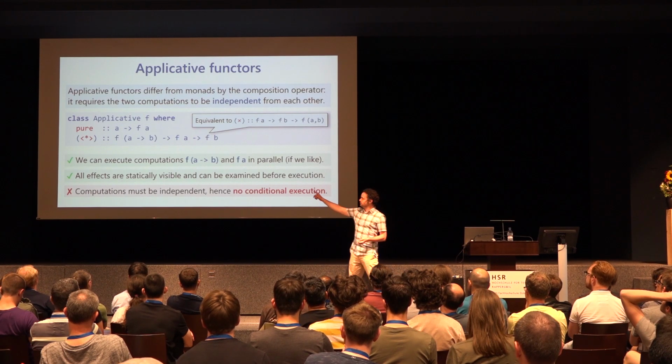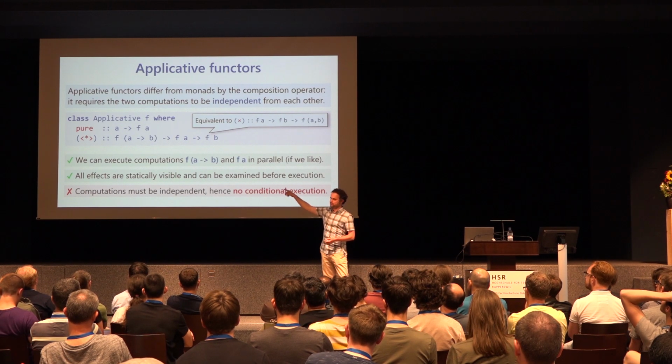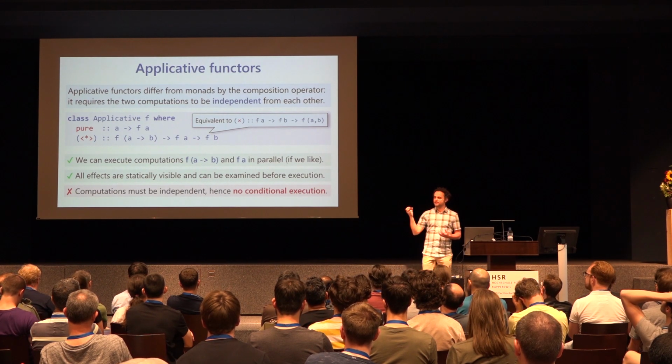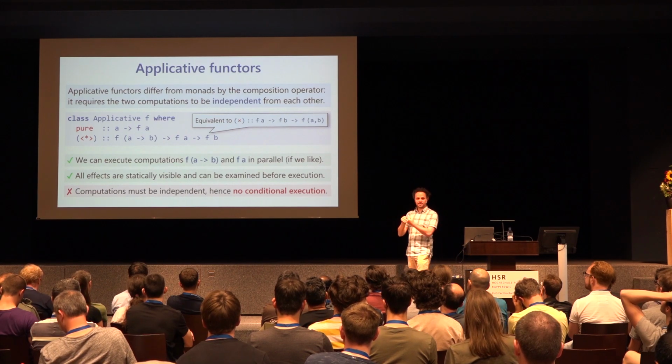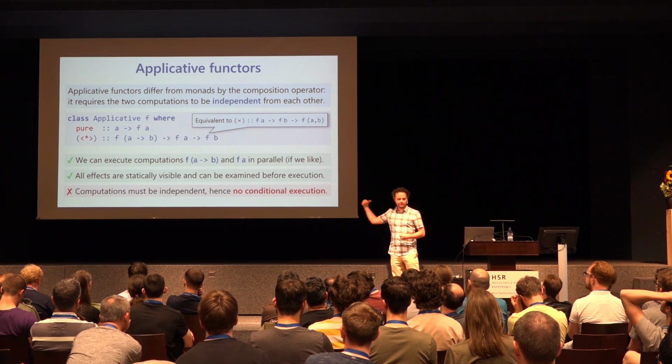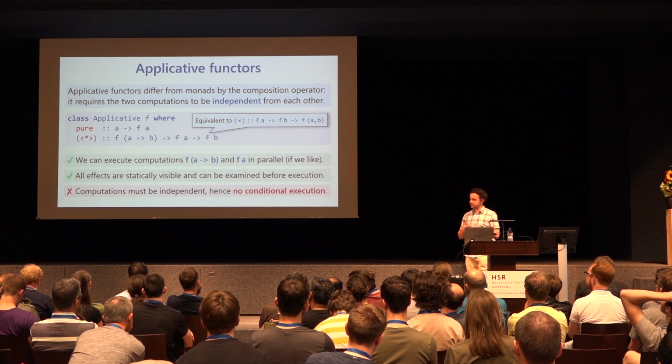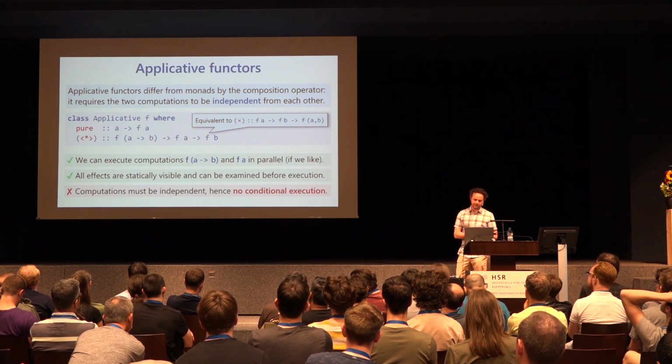And also, you can, if you want, start both the computations in parallel because there are no dependencies between them. You can compute the function in parallel with the argument and combine. So this different approach to composing impure computations gives you some advantages, but you also lose something, right?